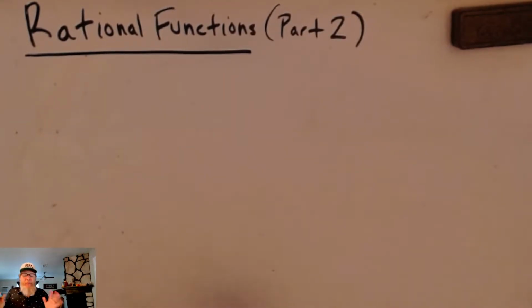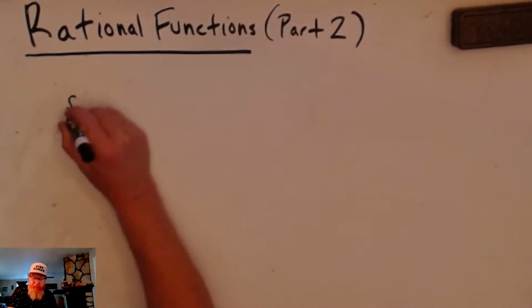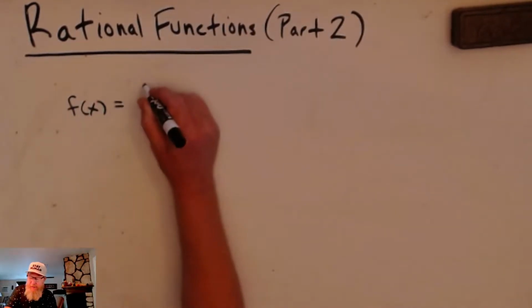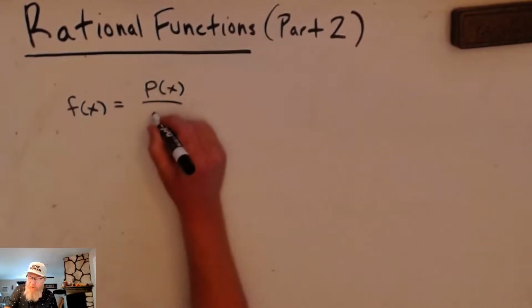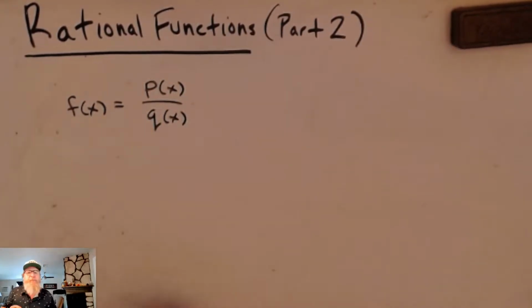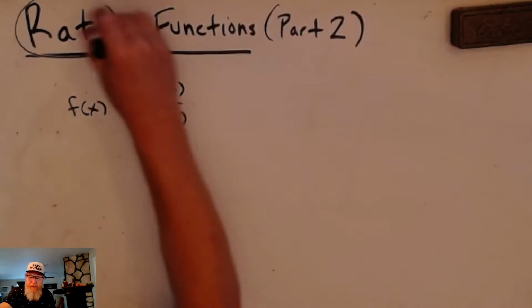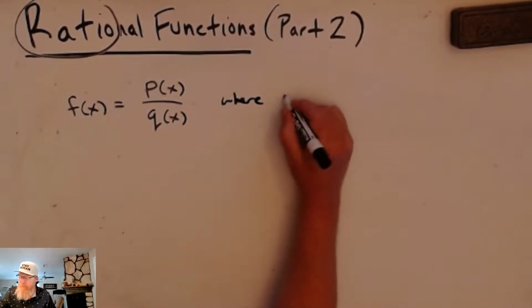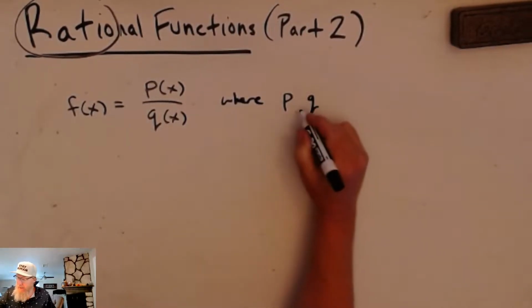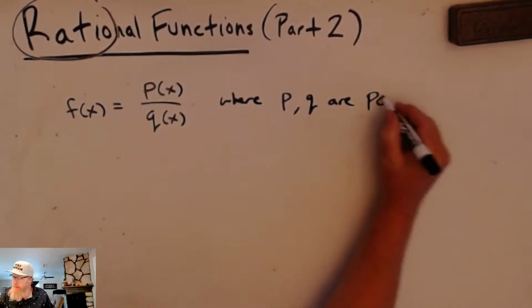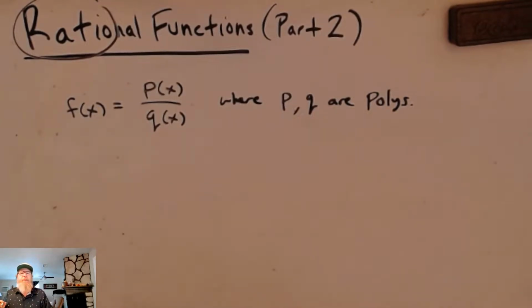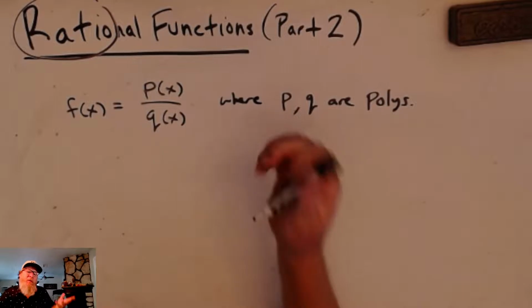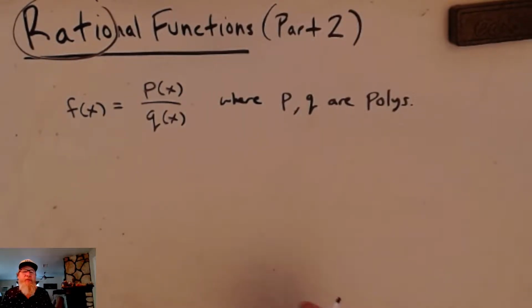So today we're going to focus on rational functions. Remember, a rational function is a polynomial divided by a polynomial. Yeah, it's the ratio of two polynomials. So P and Q are polys. In my first edition of this video, we used linear polynomials or constant polynomials, so much simpler than today.